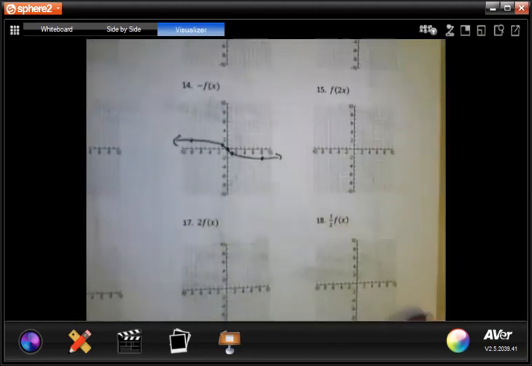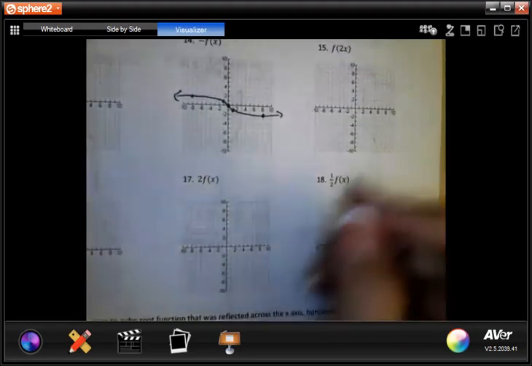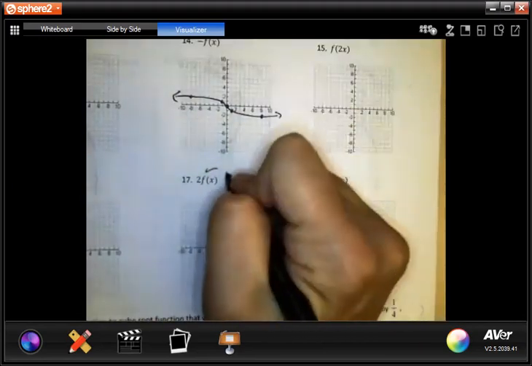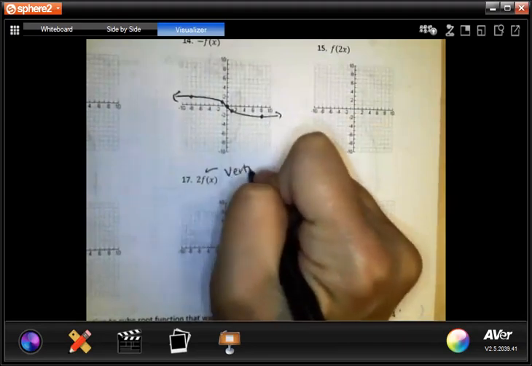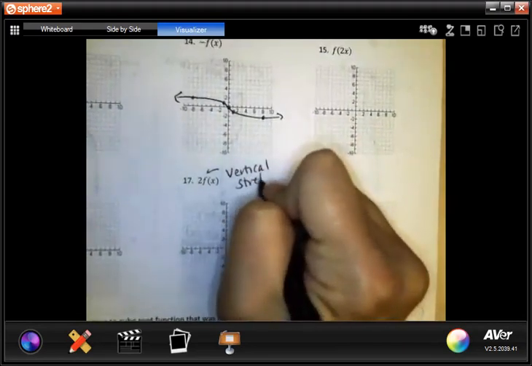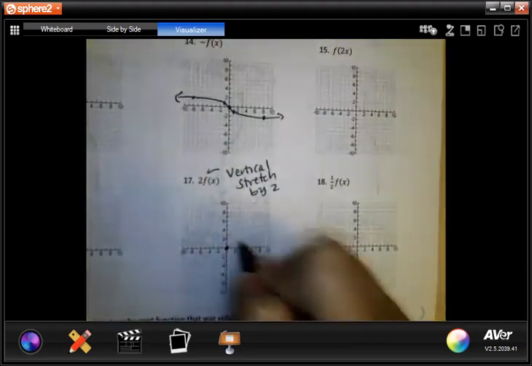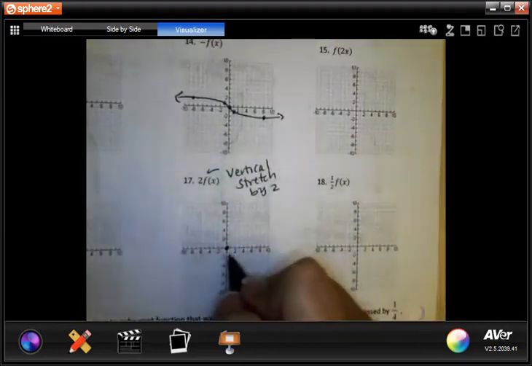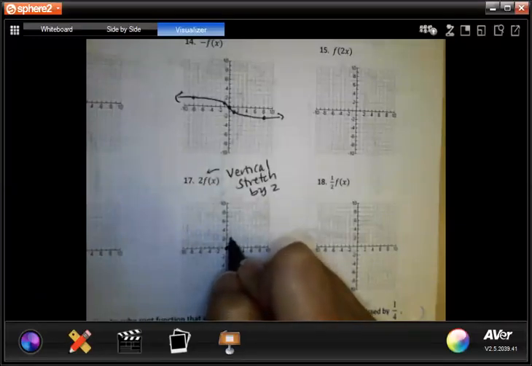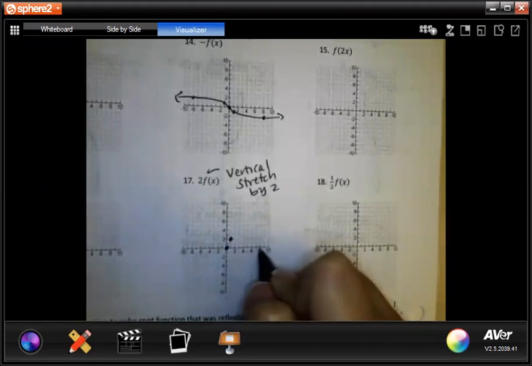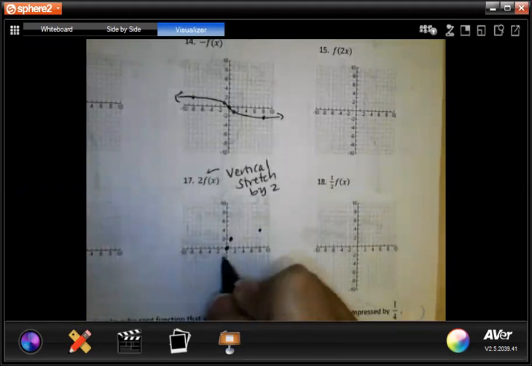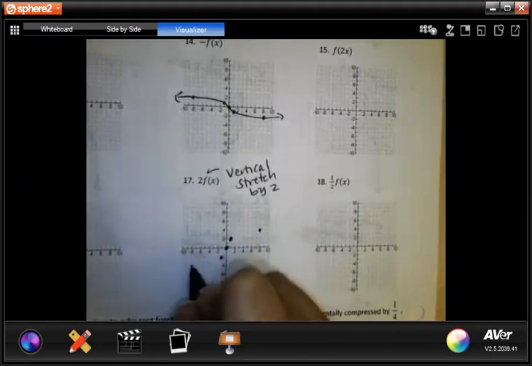And I'll go ahead and show you one of the vertical transformations as well, so you can see that. So for this one here, that is a vertical stretch by 2. And so each one of these points is going to be multiplied by 2. So instead of going to the right one and up 1, it would go to the right one and up 2, to the right 8 and up 4. Same thing on the other side.